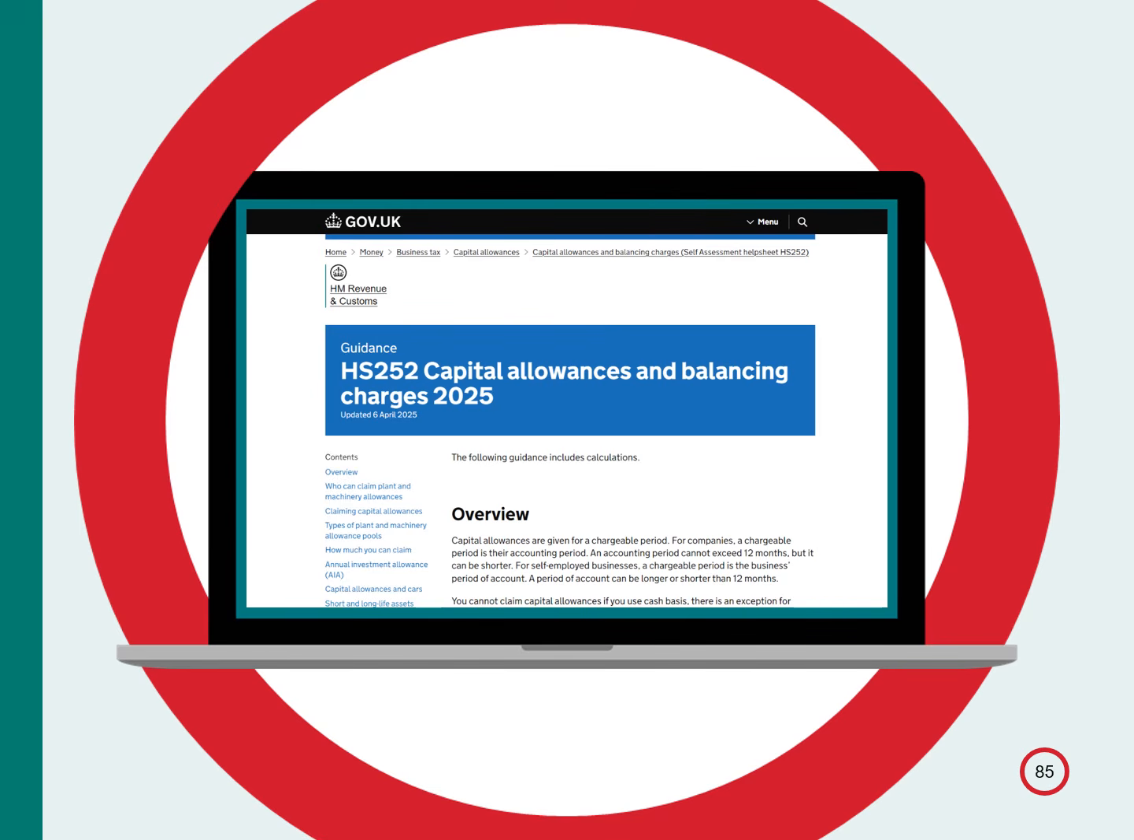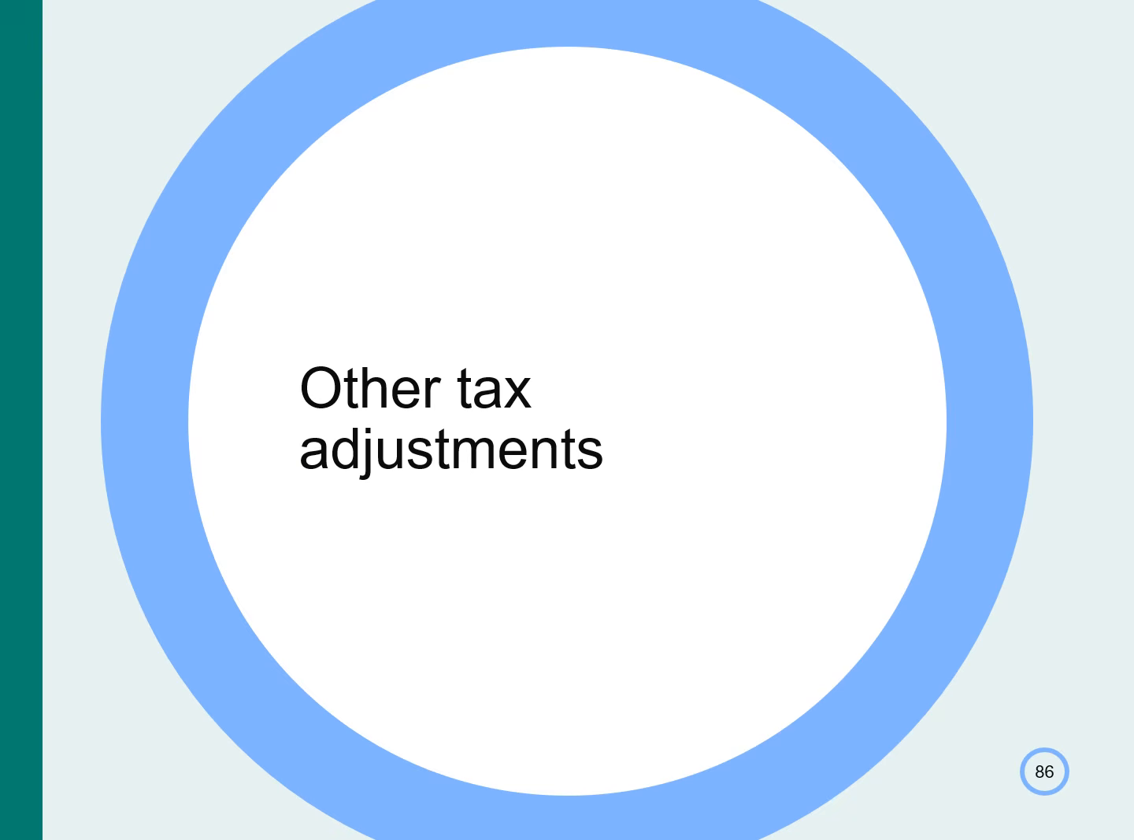Balancing charges may arise when you sell or dispose of an item which you have previously claimed capital allowances for and may affect your profit or loss. You can find out more about these and capital allowances in Help Sheet HS252. We'll now move on to other tax adjustments.